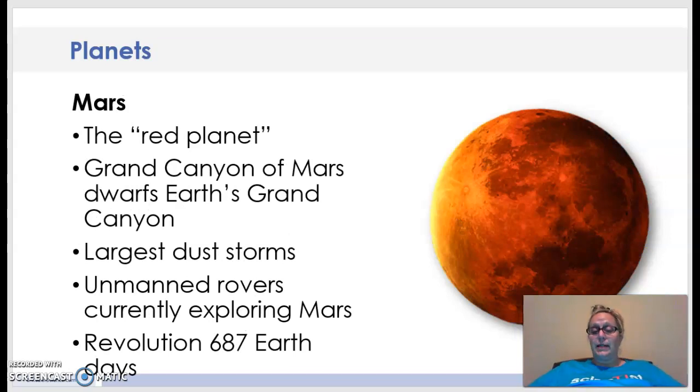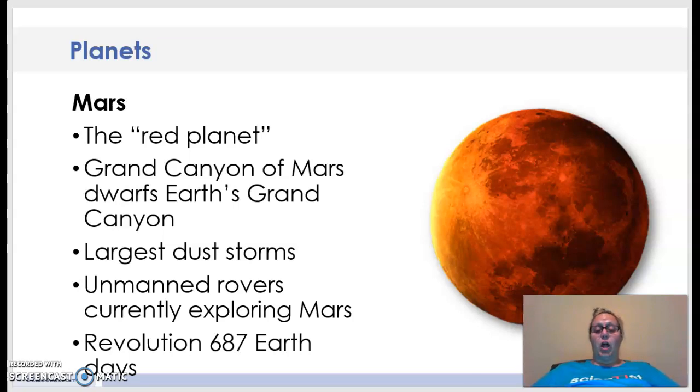All right, our last inner planet is Mars. Mars's nickname is the Red Planet. As you can see, it's red in color. It has a Grand Canyon, and its Grand Canyon is much larger than our Grand Canyon. It makes our Grand Canyon look really small. That's what it means when it dwarfs Earth's Grand Canyon. It makes our Grand Canyon look small in comparison.